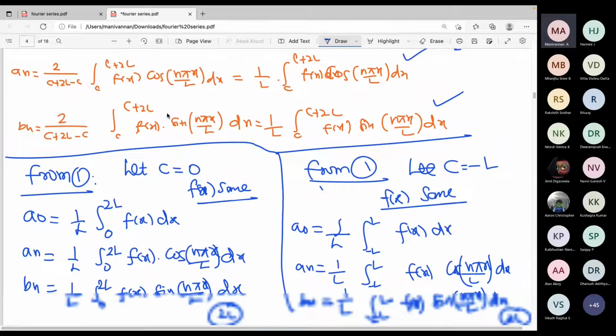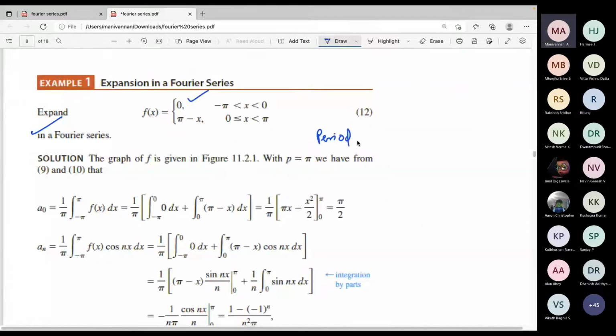Now, consider this function. Actually, this is a graph they are given. It is from minus pi to 0, it is 0. Then 0 to pi, it is pi minus x. This is my function. For this function, we need to find the Fourier series. Expand this function in terms of Fourier series. What is the period? Can you tell me the period? Period is pi minus of minus pi, which is 2 pi. Am I right? This function is defined in the interval minus pi to pi. Is it clear?